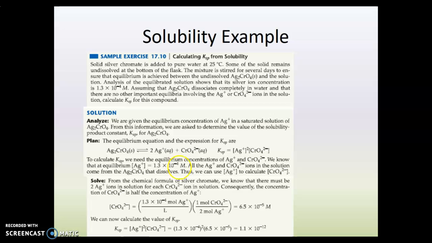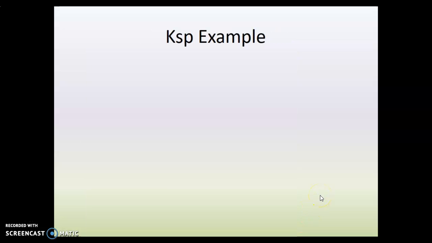So to figure out the concentration of chromate, you use the stoichiometry from your equation, and you know that there's 1 mole of chromate for every 2 moles of silver, so 6.5 times 10 to the minus fifth molarity is going to be the concentration of the chromate. Plug that back into your equation. 1.3 times 10 to the minus fourth squared times 6.5 times 10 to the minus fifth is going to be your solubility product, your KSP, which is 1.1 times 10 to the minus 12th. Okay, so that's your example.